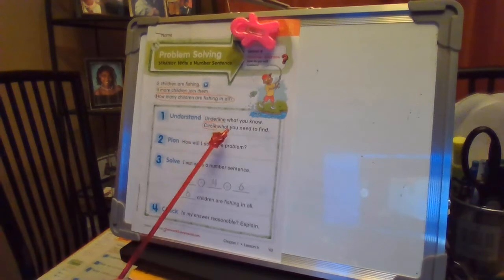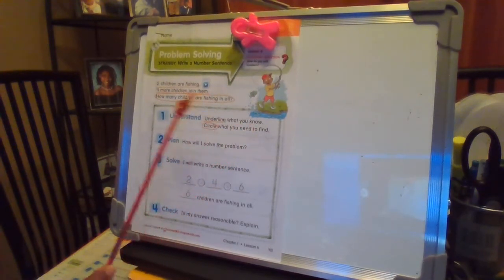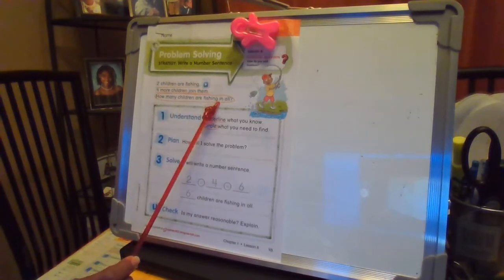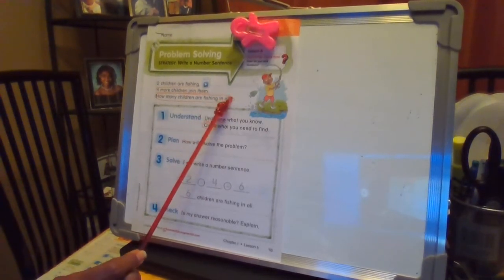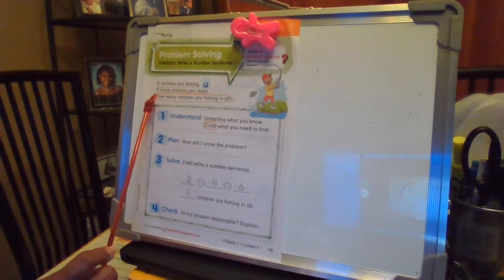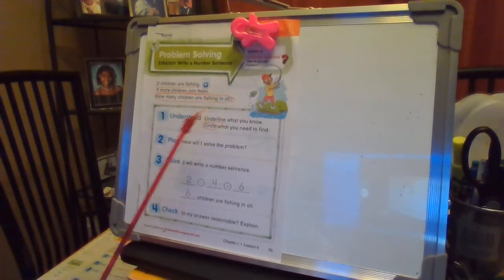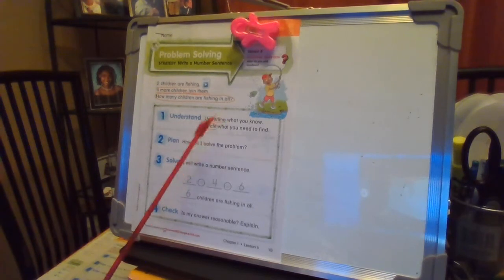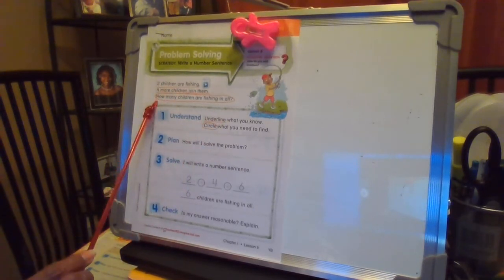Then it says to circle what you need to find. Well, it's always the how many question. How many children are fishing in all? Notice in all, that lets you know all together. So you're going to be adding. So you're going to circle this whole sentence, the entire sentence. Okay, so you understand by underlining and circling. That's what we did here.